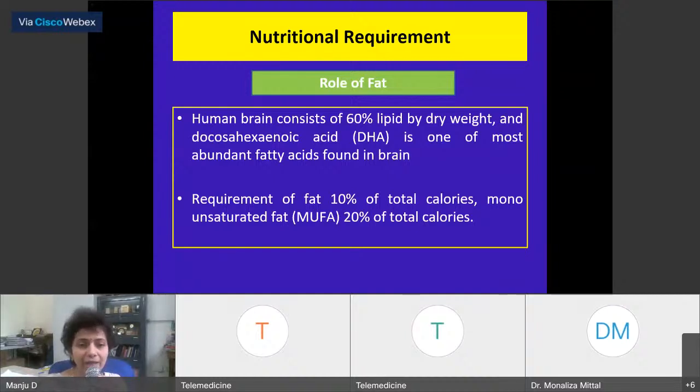What is the role of fat? We know that various polyunsaturated fatty acids, omega-3 fatty acids such as DHA, etc. are very important for brain healing, and they are a part of the brain. The requirement of fat is 10% of total calorie, and monounsaturated fat 20% of total calorie is required.